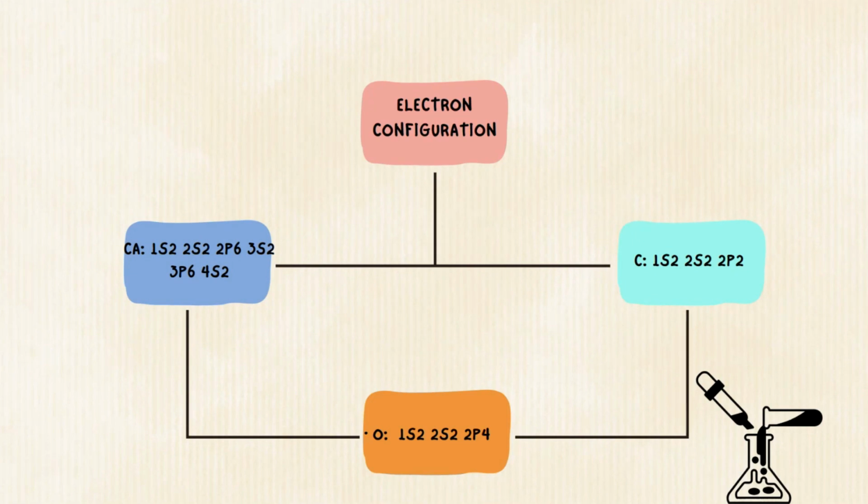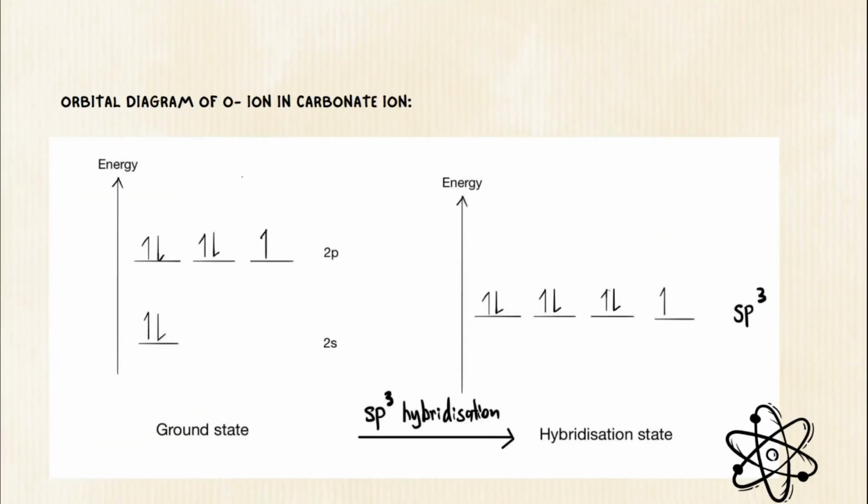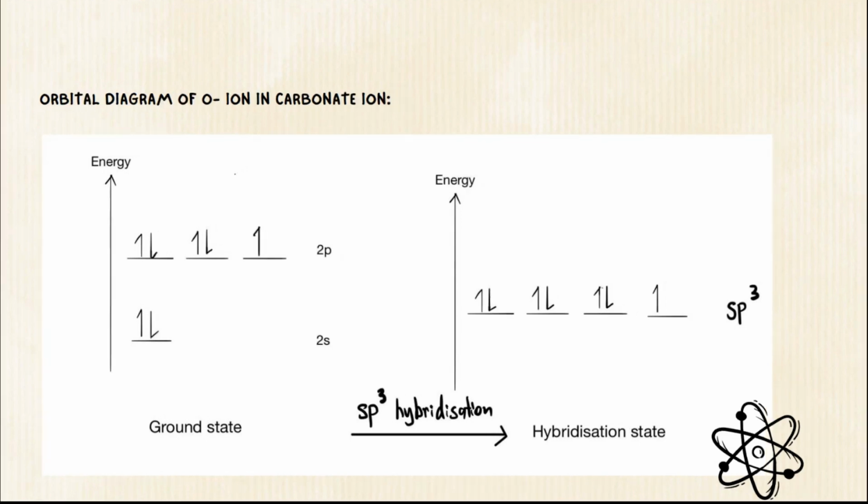So this is the electron configuration of calcium, oxygen, and carbon. For the valence electronic configuration, calcium is 4s2, carbon is 2s2 2p2, and oxygen is 2s2 2p4. And now I would like to introduce the orbital diagram. For carbon, it undergoes an excited state where one of the 2s electrons in the 2s orbital is excited to the 2p orbital. Then one 2s and 2 of the 2p orbitals undergo sp2 hybridization to form sp2 hybrid orbitals. But for the orbital diagram of the O- ion, it does not undergo the excited state, and all of the 2s and 2p orbitals undergo sp3 hybridization to form sp3 hybrid orbitals.